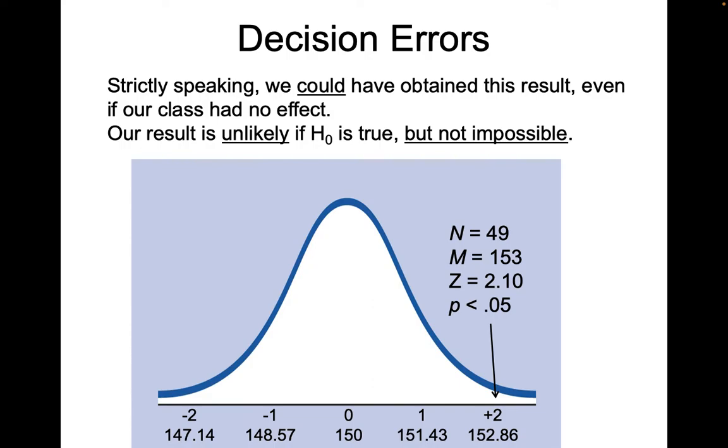But strictly speaking, we could have obtained this result even if our class had no effect. Our result is unlikely to happen if our null hypothesis is true and our class has no effect, but it's not impossible. Because our comparison distribution of means is what would happen if we randomly sample from a population with mean 150 and standard deviation of 10, right? It's all possible samples of size 49. So you can see that our mean is still in that distribution. It literally could still happen. It would happen 5% of the time or less, but it could still happen.